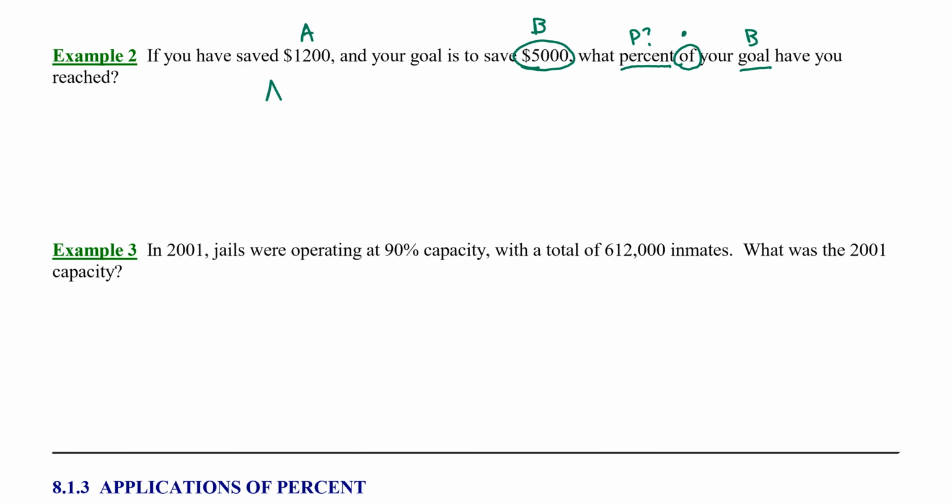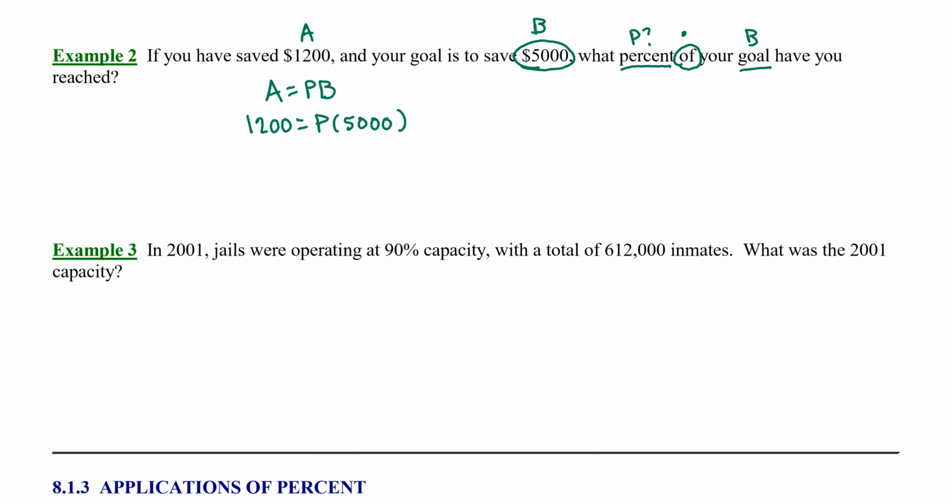So again, we're going to use our basic percent formula, A equals P times B. This time we know that A is $1,200. The percent, we don't know. That's what we're trying to calculate, so I'm going to leave that as a P, and we'll plug $5,000 in for B. Now, this is a simple linear equation that's easy to solve.